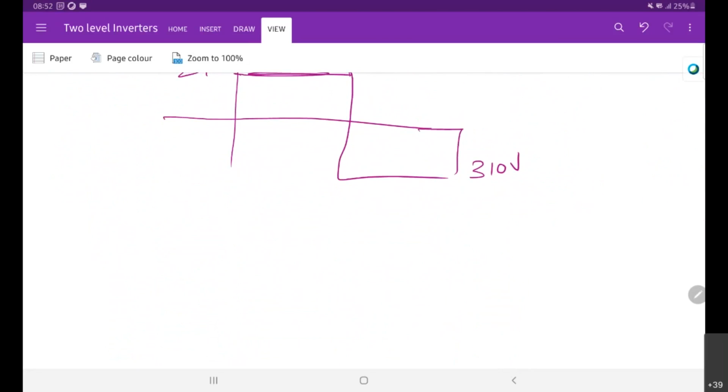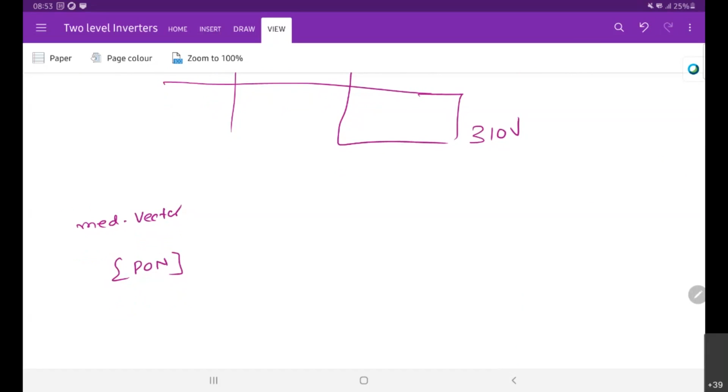Next we have these medium vectors. One example of a medium vector is N0P. N0P or P0N, both are the same. Just to draw it easily, we have this DC source.